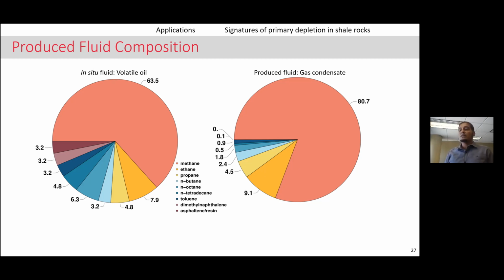For the most part, people overcome this problem by actually taking preserved core plugs. So you go in and then you take a pressurized core plug and then you bring it up to the surface, and then you actually break up the core and then you extract the fluid, and then you would perhaps have an idea of what you have in the pore spaces.